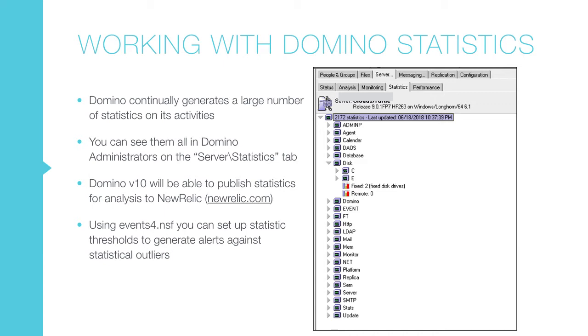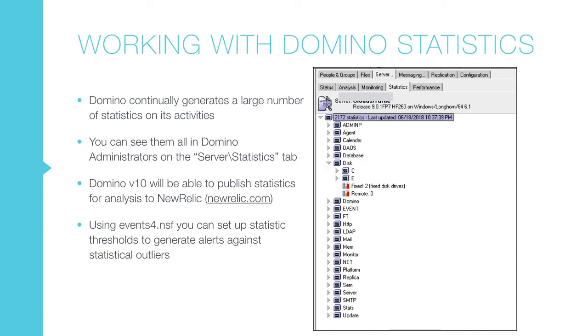Domino 10 is going to be able to publish statistics out to New Relic, newrelic.com, which actually does statistics analysis. So you'll be able to publish directly from Domino to a New Relic server and then use New Relic to actually do the analysis on statistics and performance. But right now we use events4.nsf to set up statistic thresholds.